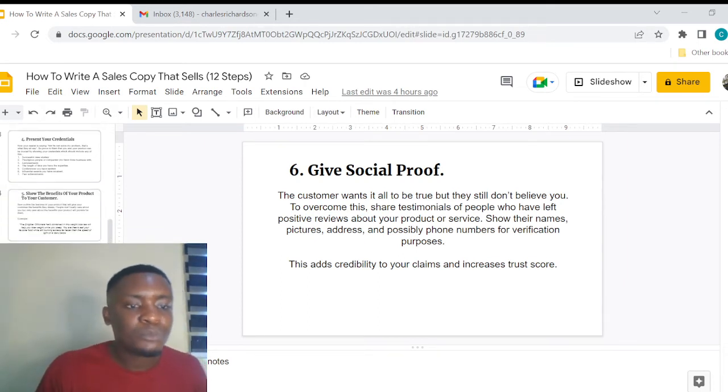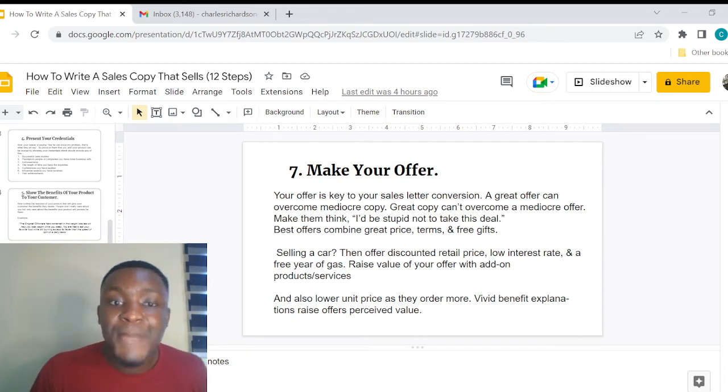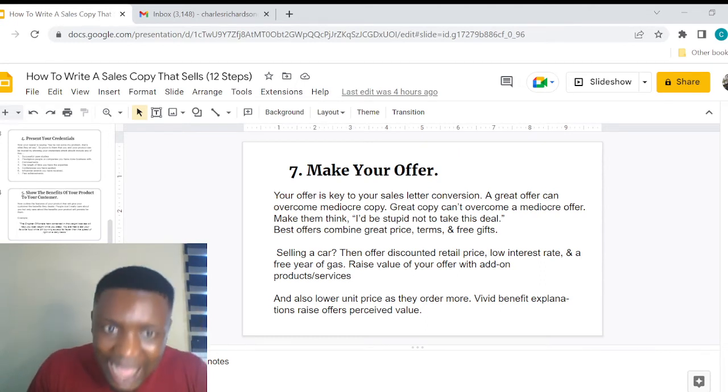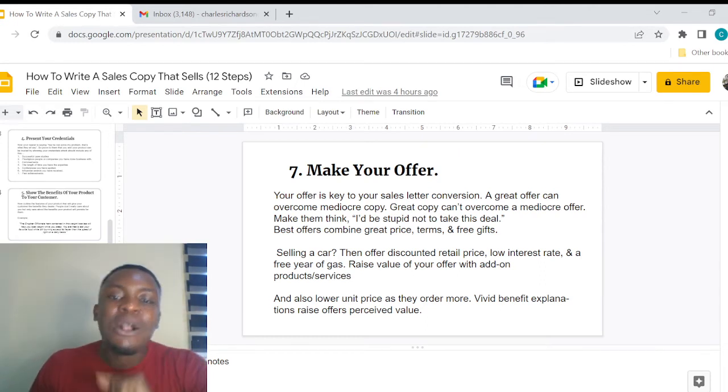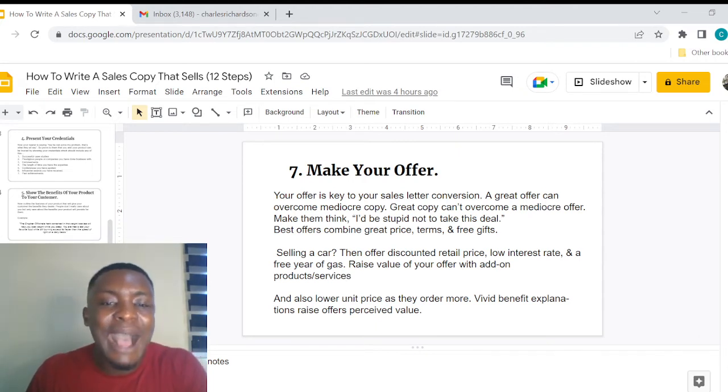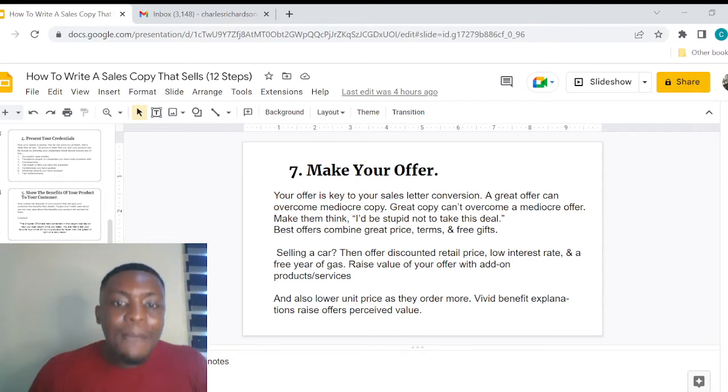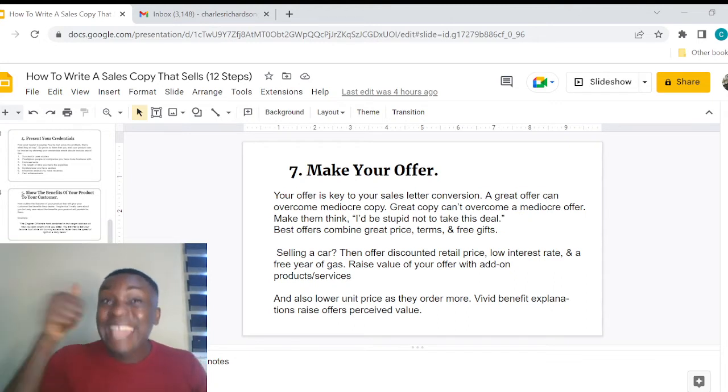Let's move on. Number 7, make your offer. Your offer is key to your sales letter conversion. A great offer can overcome a mediocre copy. Great copy can't overcome a mediocre offer. Make them think, I'll be stupid not to take this deal. Best offers combine a great price, terms, and free gifts.